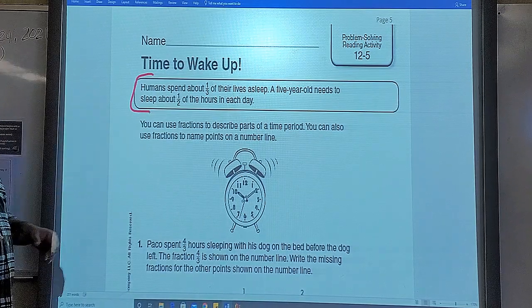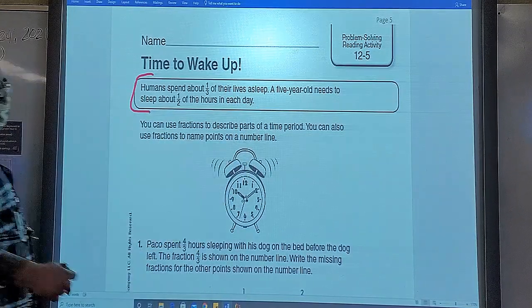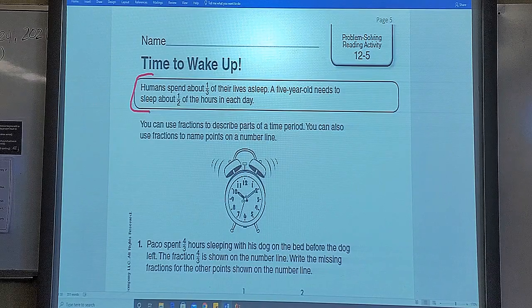Okay, you can use fractions to describe parts of a time period. Do you see how many areas you can use fractions? We use it on a number line, we can use it for length, we can use it for things like cooking, measurements for things like baking, right? We can use it for pizza. Again, pizza is my favorite example. Pizza or pie, I love pie. Pie is another good one too. Cake, you can use. So we use fractions in a lot of different areas.